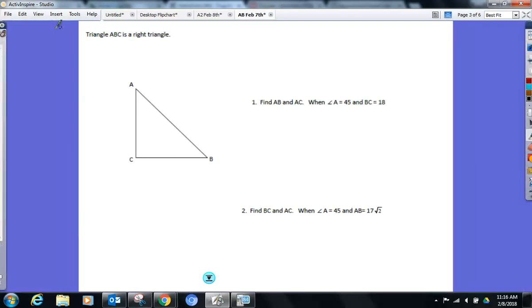I just want you guys to be aware that numbers 1 and 2 both go to the same diagram. So if you want to redraw it, erase it, it's your call. All right? It's a right triangle.